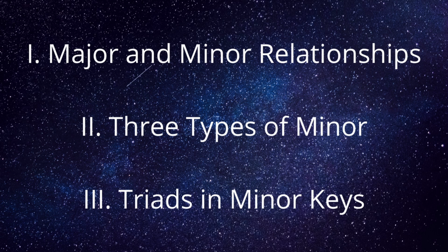First, we'll talk about major and minor scales and how they relate to one another. Next, we'll talk about the three types of minor scales. Yes, there are three. And finally, we'll talk about the triads that those three minor scales produce, which will give us the triads in minor keys.